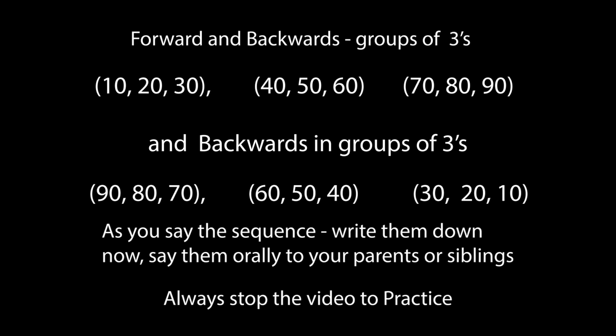Now let's say them forward and backwards in group sets of 3s: 10, 20, 30, 40, 50, 60, 70, 80, 90. Practice a sequence of 3s, saying them forward. When you are ready, let's say them backwards in groups of 3s: 90, 80, 70, 60, 50, 40, 30, 20, 10. As you say the sequence, write them down. Now say them orally to your parents, guardians, or siblings. Always stop the video to practice, practice, and practice.